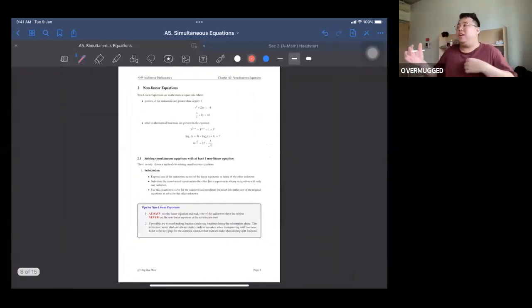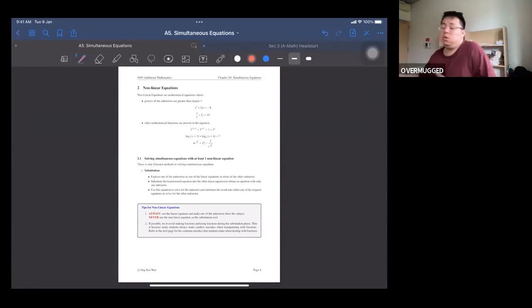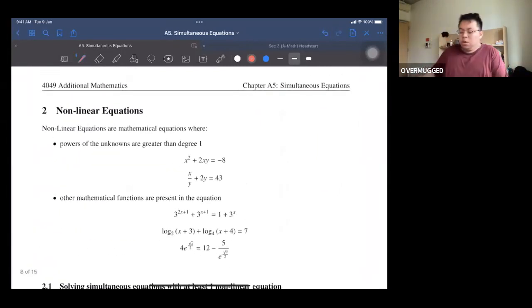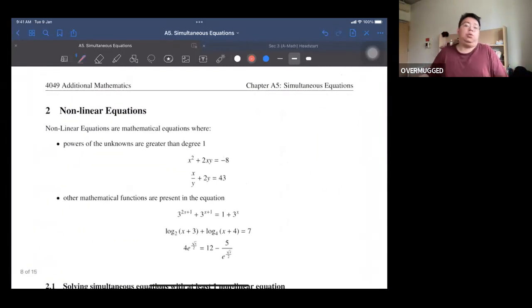Now let's dive into the A Math portion of it. This is where the difficulty will scale up by a little bit, and where you will need the skills of solving non-linear equations. So let's start with the definition on the top. What's the definition of a non-linear equation? Remember what I said previously? Previously, I said that the definition of a linear equation is where the powers are degree 1.